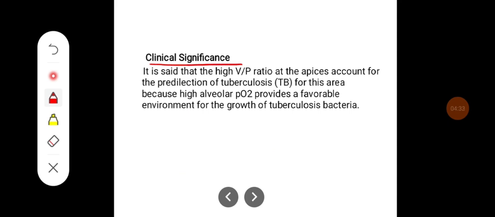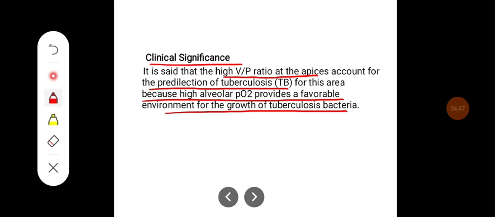Clinical significance: it is said that the high ventilation perfusion ratio at the apices accounts for the predilection of tuberculosis for this area, because high alveolar PO2 provides a favorable environment for the growth of tuberculosis bacteria.